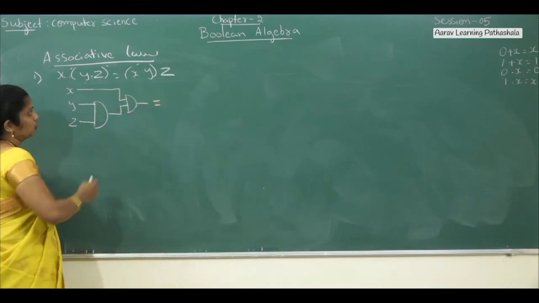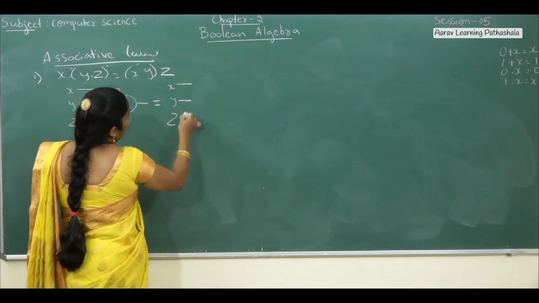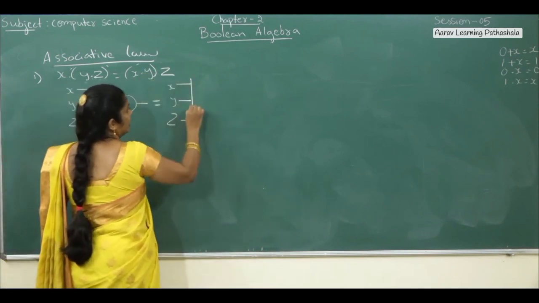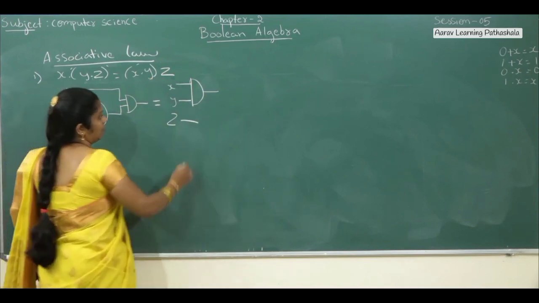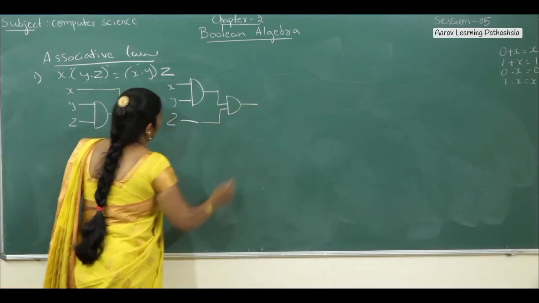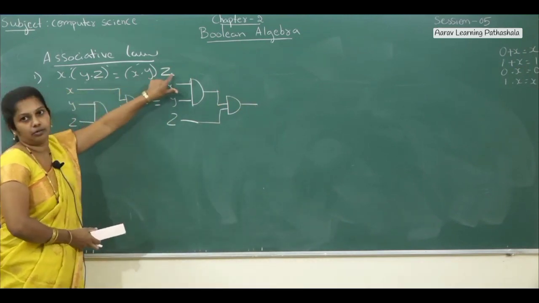That is equals to, once again take down x, y, z. X and y are connected with a dot operator, so we write the D shape. These are once again connected with a D shape, dot operator. That's why here once again I will take a D shape. Therefore, x into yz equals xy into z.